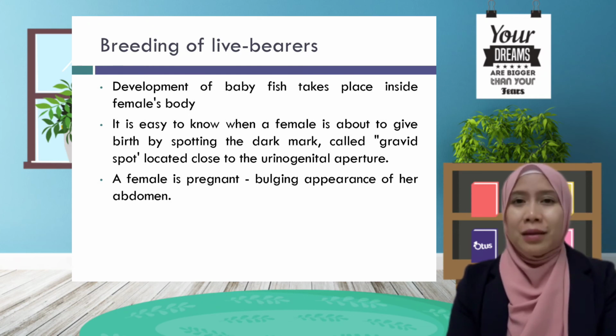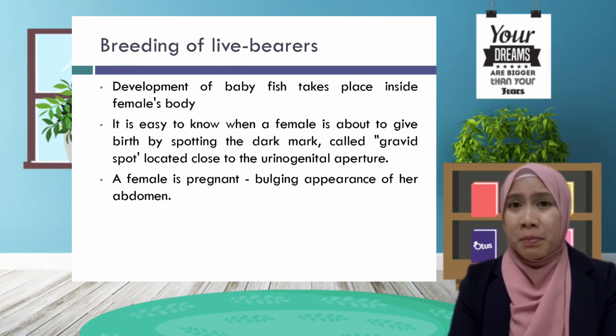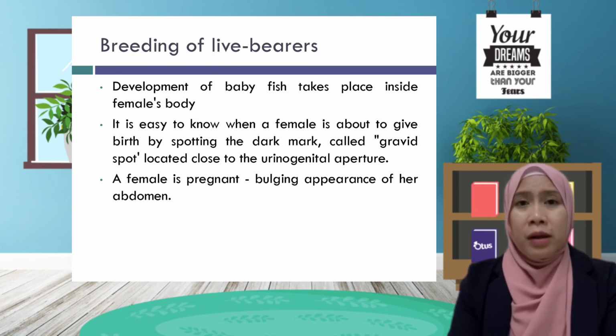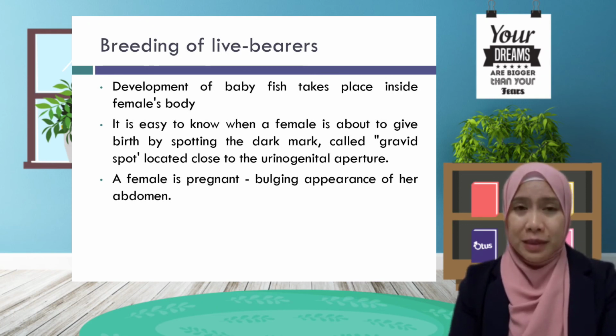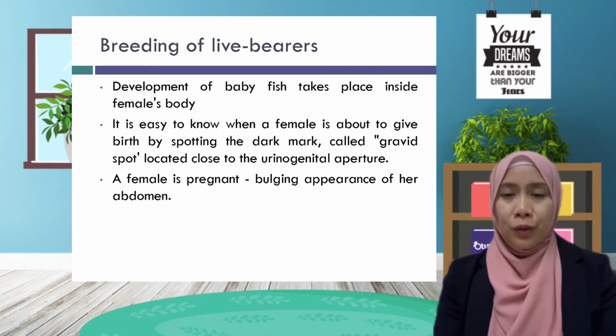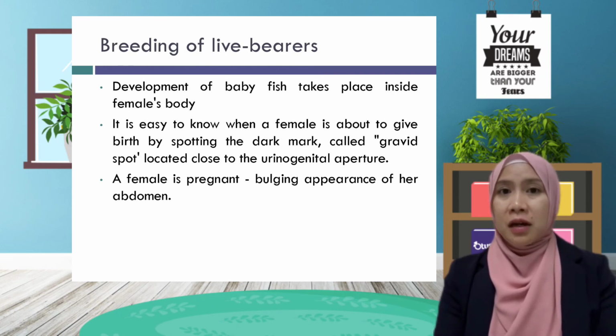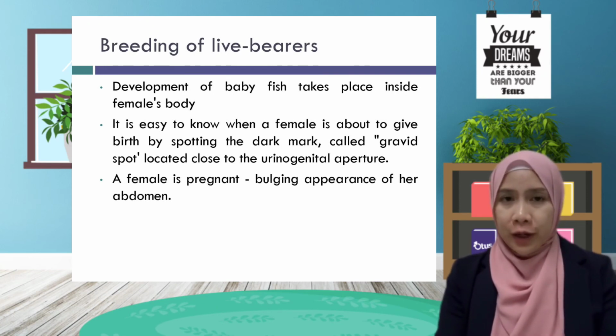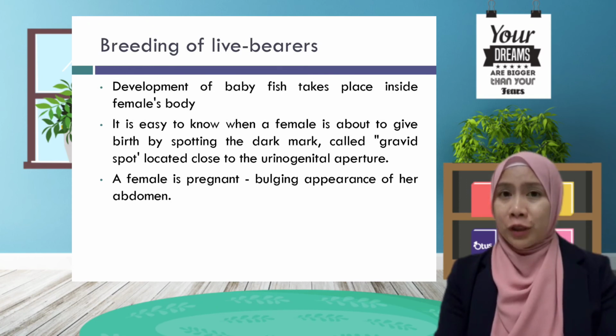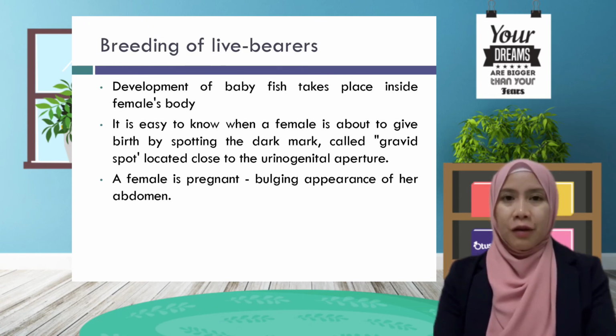In guppies, the number of babies in a brood may be 6 to 60, in mollies up to 100, while a large swordtail may deliver as many as 200 babies. It is easy to know when a female is about to give birth by spotting the dark mark called the gravid spot, located close to the urogenital aperture. A pregnant female can also be known by the bulging appearance of her abdomen.